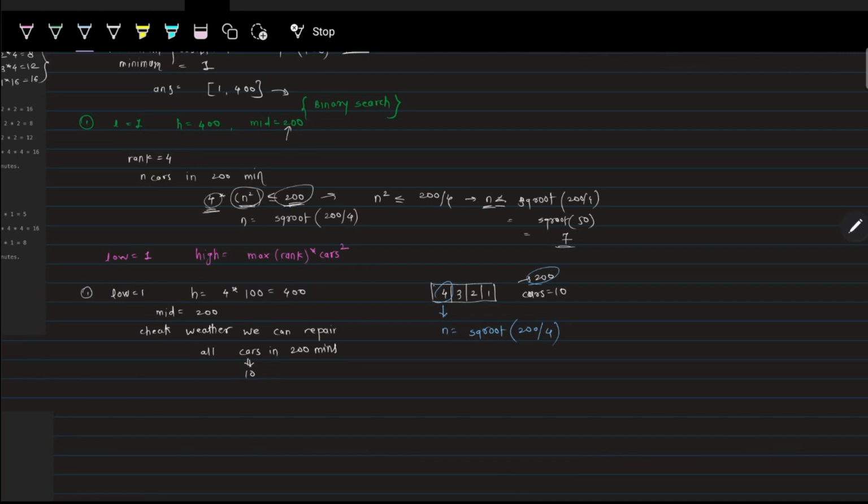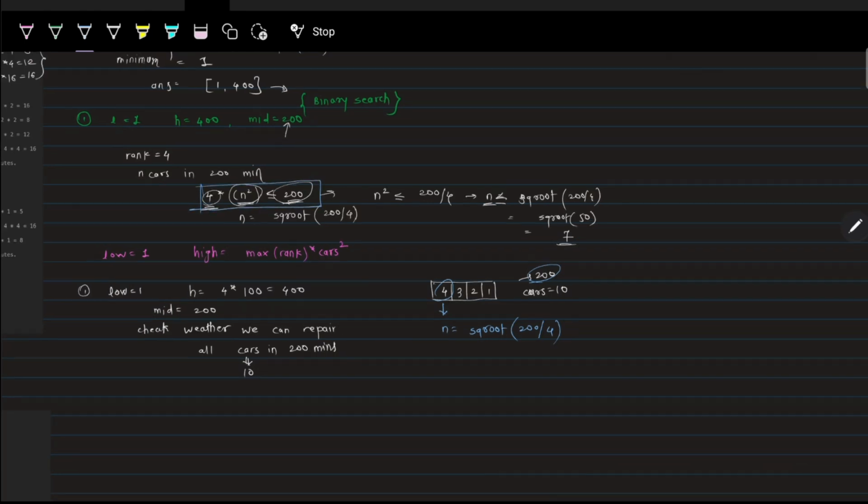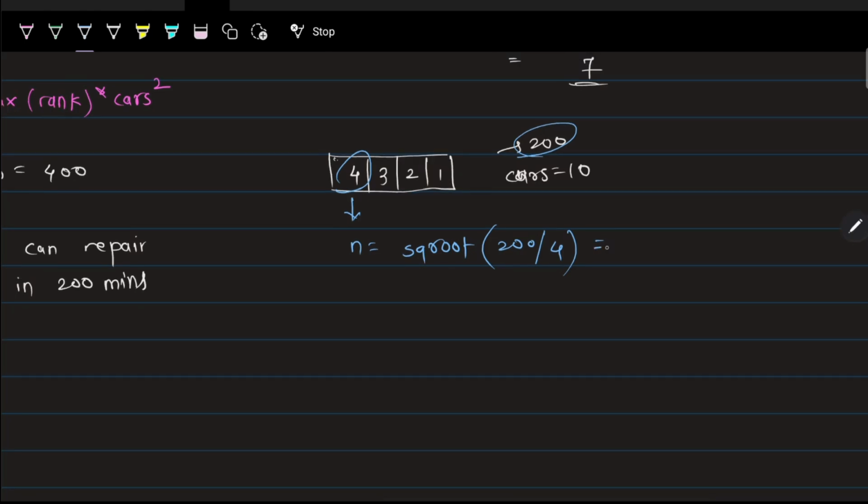This is the formula for it, right? This is the formula, correct? From here we draw it. So my n, in this situation, is coming up 7 for the one mechanic. Now this is my n1.